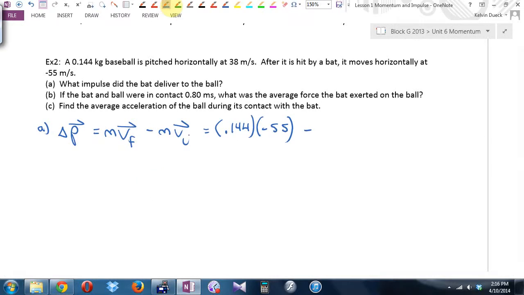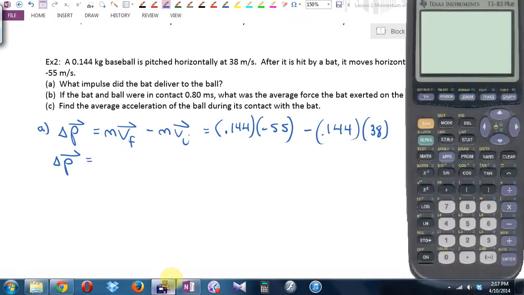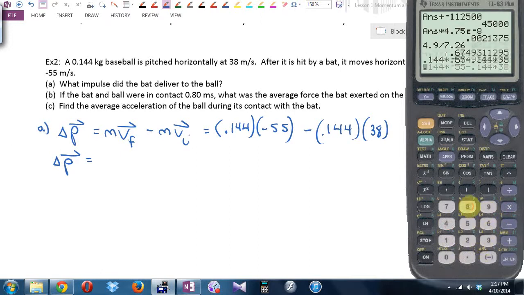So minus the mass, again, is still 0.144. What's V initial? 38, right? The incoming. What's the impulse that the bat has to deliver to the baseball? What's the change in momentum that this baseball undergoes? I get negative 13.4. What's the negative saying? In the opposite direction that it was coming in.